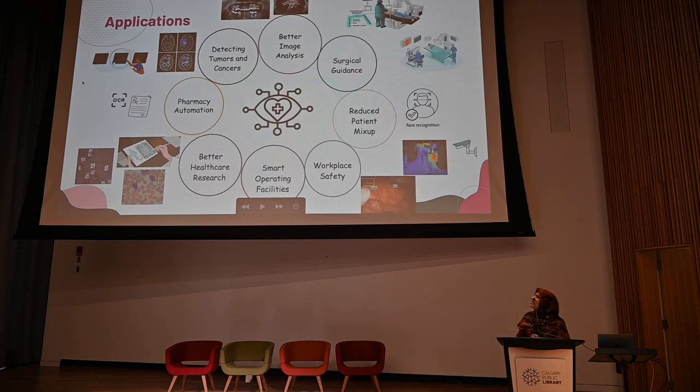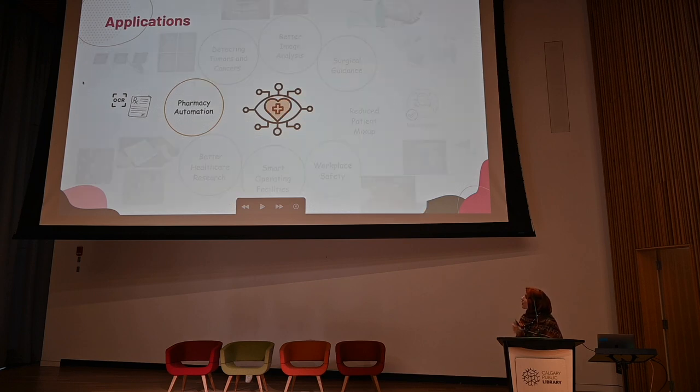All right. So let's move on to some popular applications and start with pharmacy automation. Computer vision can help in automating the prescription ordering. So basically, it can use OCR to extract information from prescription images.